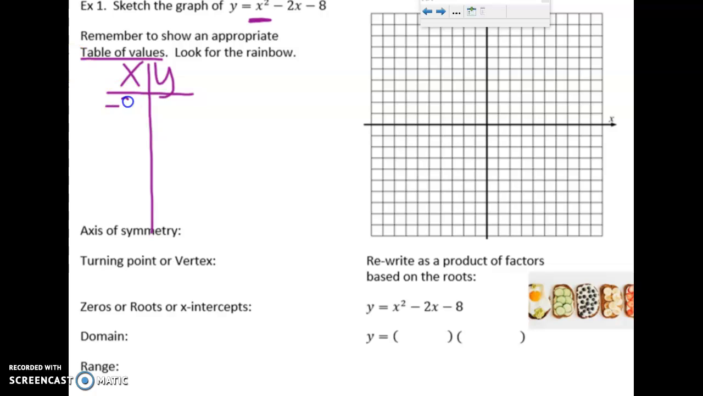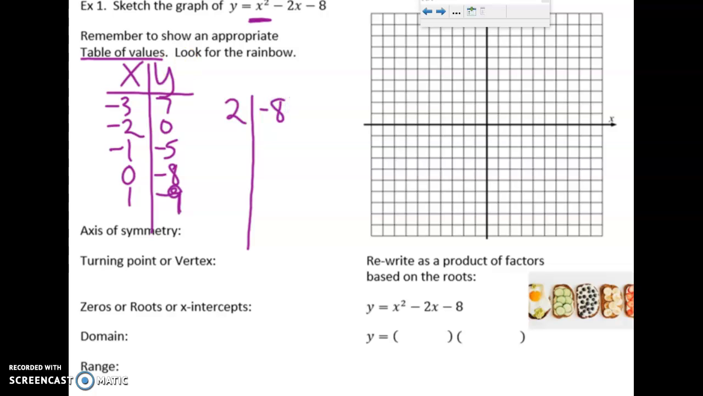So it's -3, 7; -2, 0; -1, -5; 0, -8. 1, -9. I'm out of room, so I'm going to make another column here. 2, -8. 3, -5. 4, 0, and 5, 7. Quite a few points to take into consideration here, and we'll have a reason for that in just a minute as we put these on the graph.